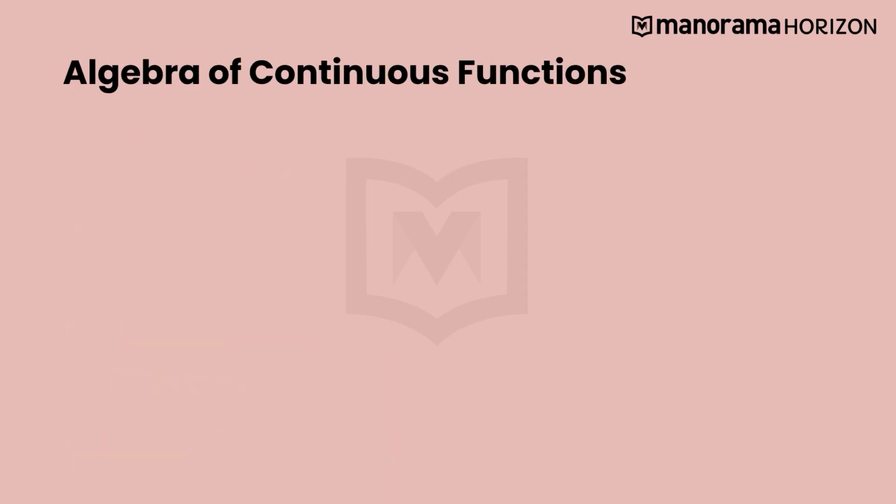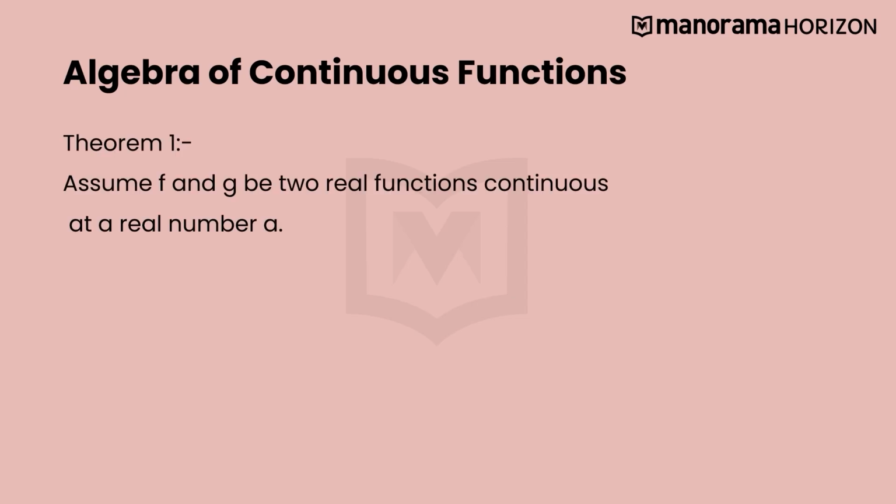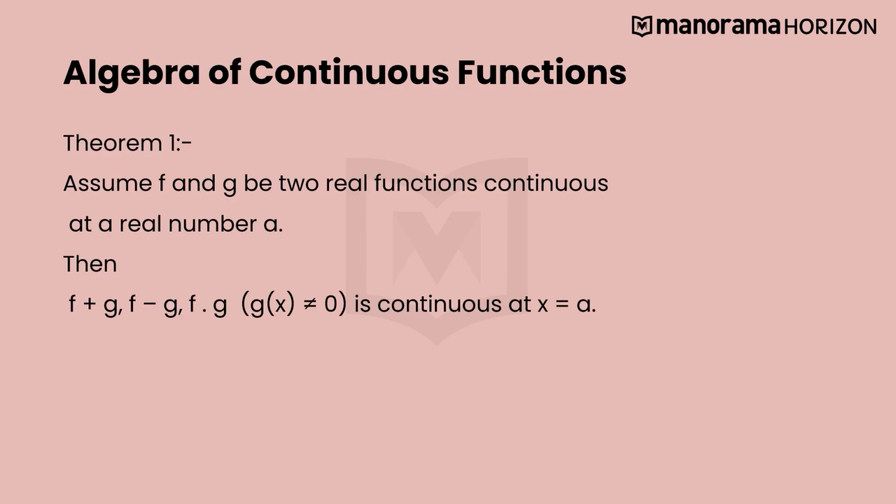Now, let's discuss some algebra of continuous functions which is stated in the form of theorems. Theorem number 1. Assume f and g are two real functions continuous at a real number a, then f plus g, f minus g, and the product of the two functions, that is f into g, are continuous at x is equal to a. Also f by g, provided g of x not equal to 0, is continuous at x is equal to a.